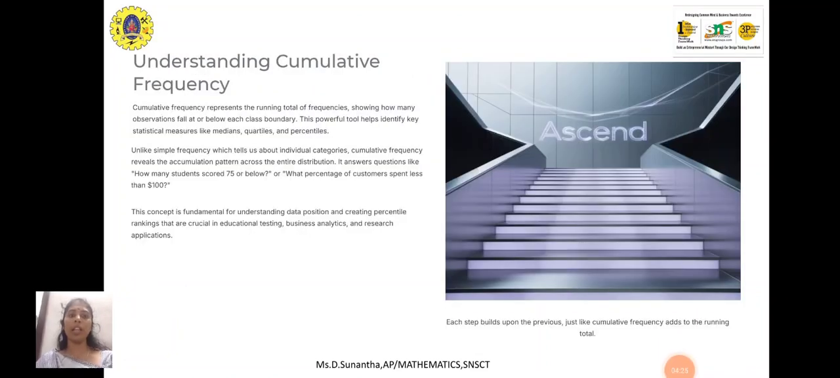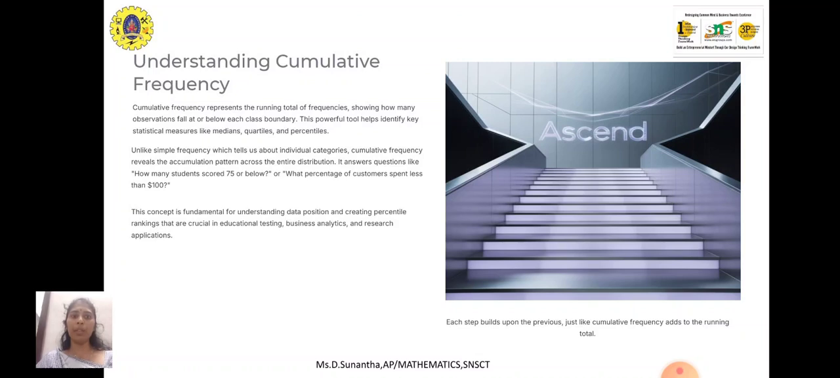The next is understanding cumulative frequency. Previously we have seen relative frequency. Here we are going to see the cumulative frequency. So cumulative frequency represents the running total of frequencies, showing how many observations fall at or below each class boundary. This powerful tool helps identify key statistical measures like medians, quartiles and percentiles.